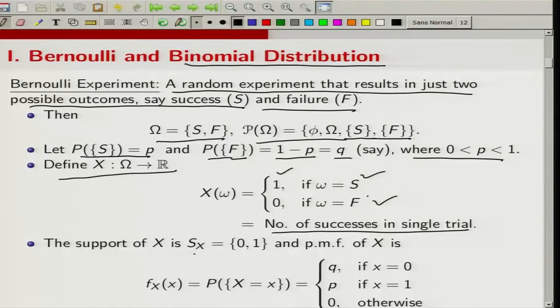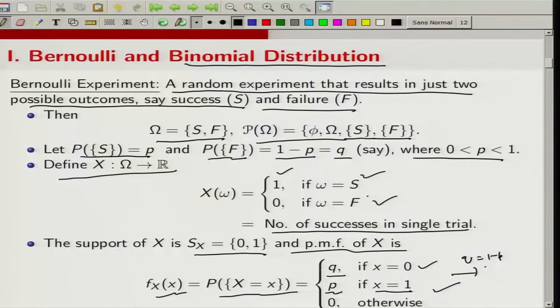So these are the number of successes in a single trial. For this random variable, my support S_X is {0, 1}. What is the probability mass function of X? f_X(x), which is probability X equal to x. If x is 0, that means I obtain a failure, and the probability of failure is q, which is 1 minus p. If x is 1, that means I obtain a success, and the probability of success is p. So this is my probability mass function. Now this is called a Bernoulli distribution. Note that this Bernoulli distribution has one parameter, which is p. q is nothing but 1 minus p.